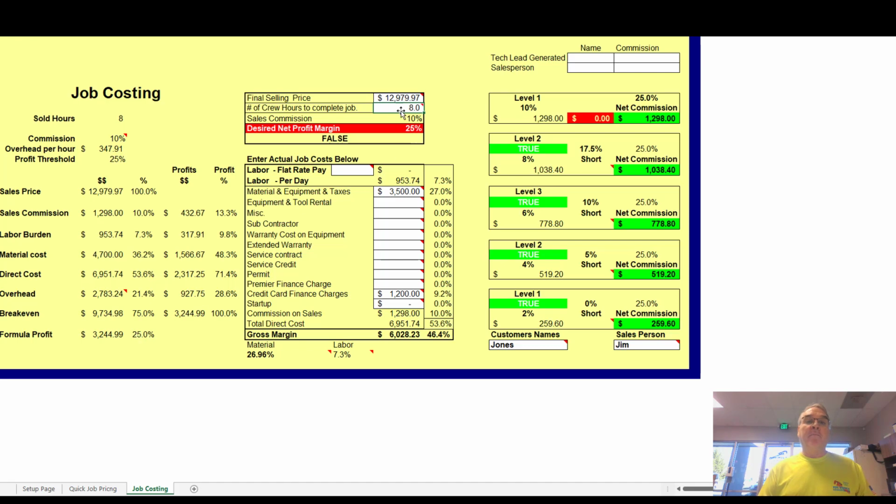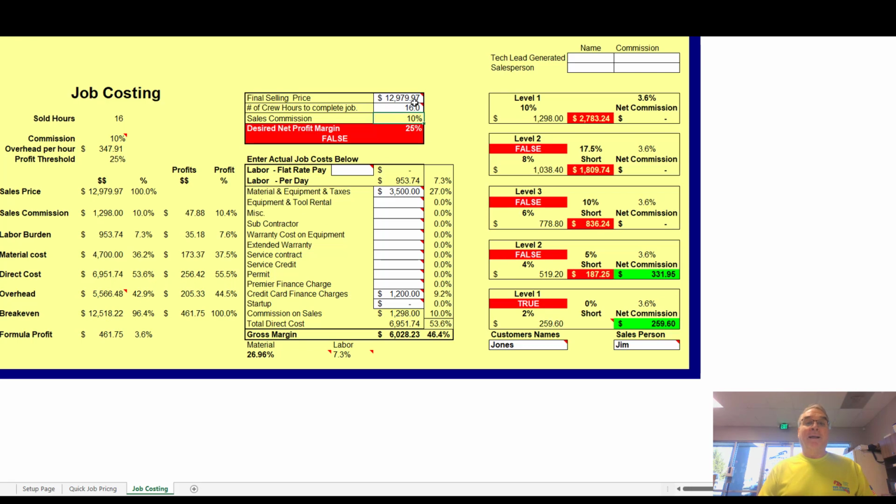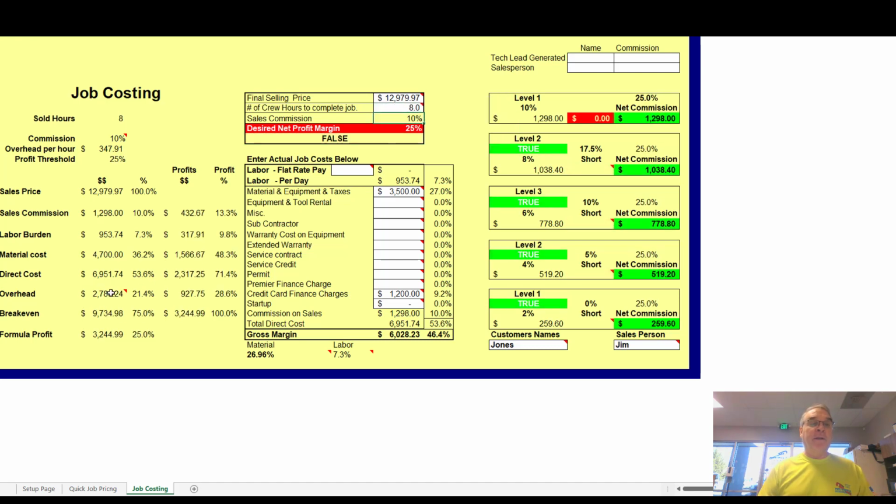If you put in, let's say it takes you 2 days, that cuts into your profitability, you're down at 3.6% because you had 8 extra hours or a full day extra of labor burden and overhead. Okay, so let's go back to 8 there. Keep it as we bid it. So we're back to 27 instead of 50 something. And we're back to 953 on the labor side.